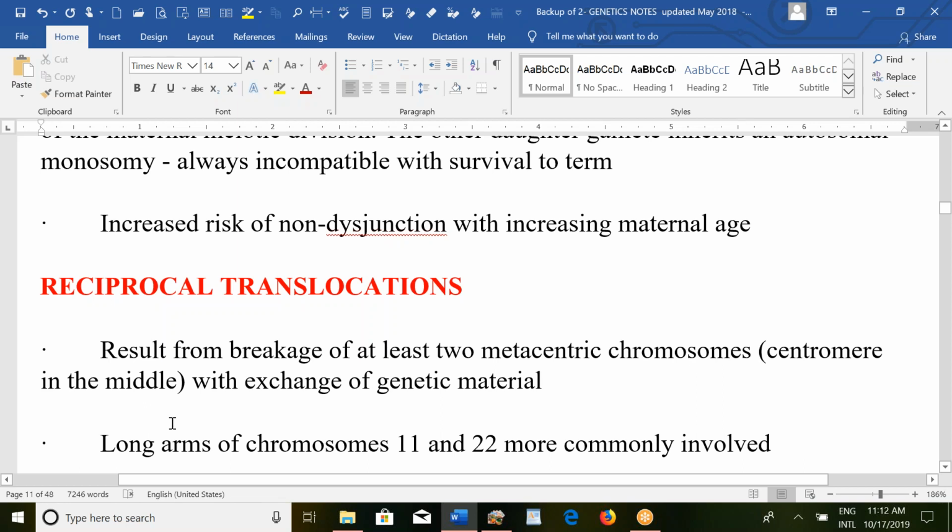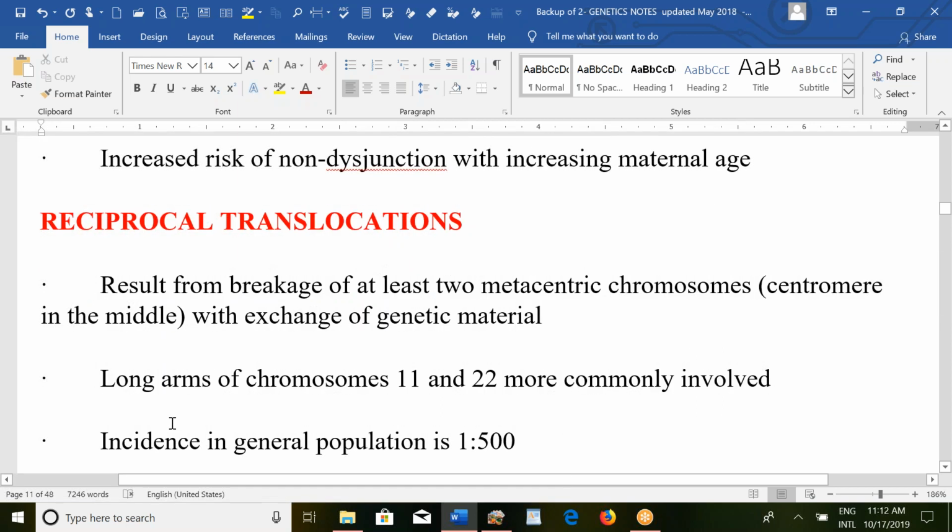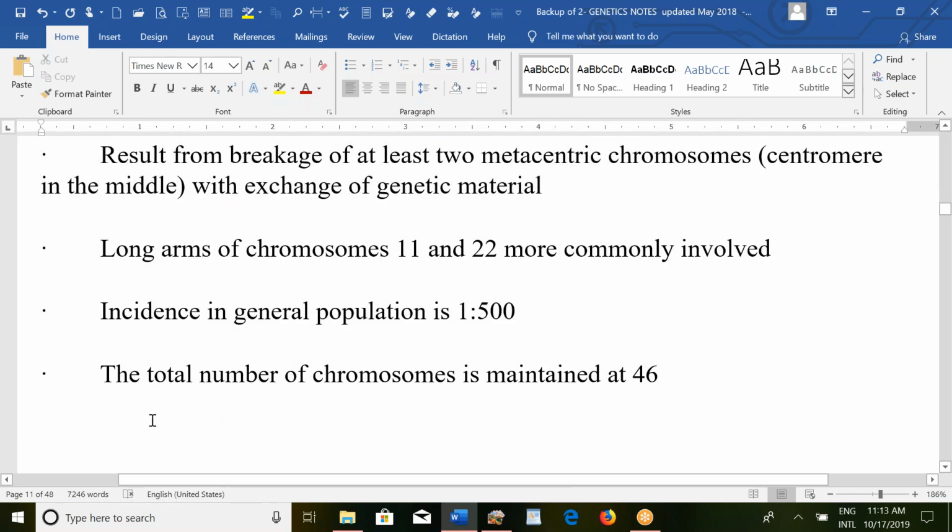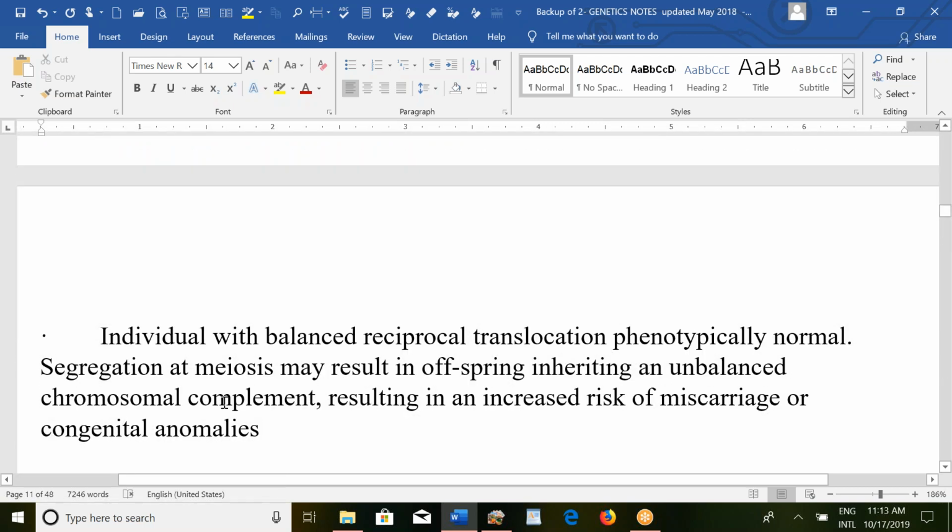The long arms of chromosomes 11 and 22 are more commonly involved, like in cases of Emanuel syndrome. Incidence in the general population is 1 in 500. The total number of chromosomes is maintained at 46. An individual with a balanced translocation will be phenotypically normal.